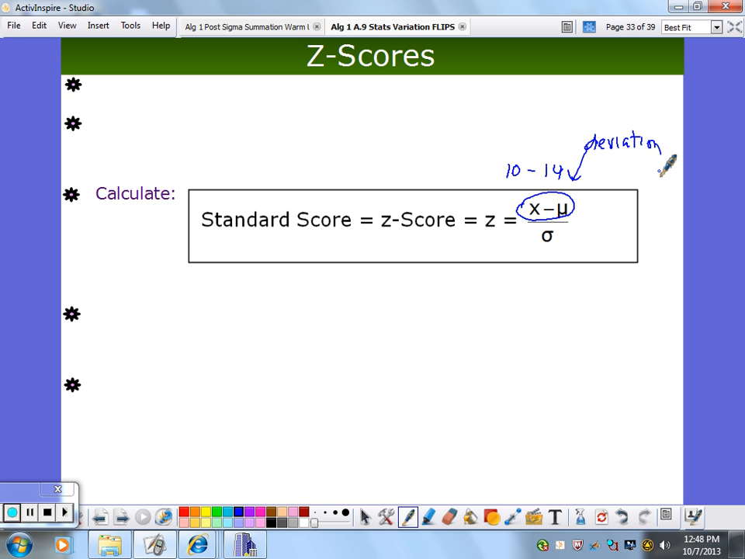Let's do our ages. If I want to know 10, it's 10 minus the mean. What was the mean again? 14. What was the standard deviation? 2. So 10 minus 14. Did we say the 10-year-old was 2 years under the mean? Yes. So it's negative 2 sigma.